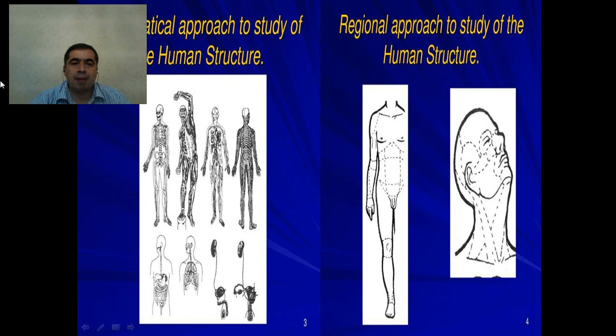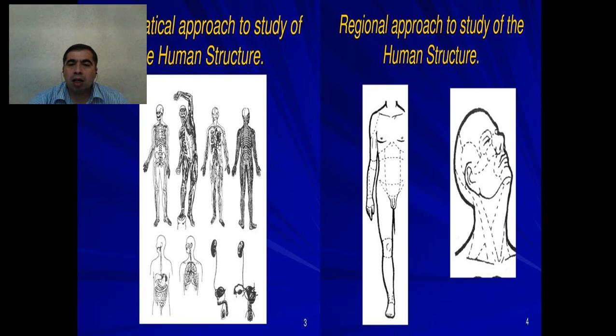Skeletal system, for example, muscular system, circulatory system, nervous system, digestive, again, the respiratory system, urinary system, urogenital apparatus, male and the female urogenital apparatus. It's a systematical approach, and you are looking to the opposite side, the regional approach to the study of the human structure. There is no systematic way.